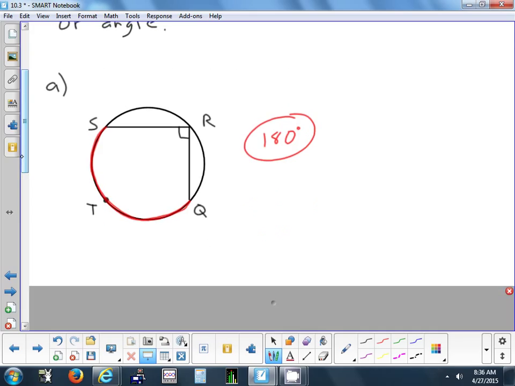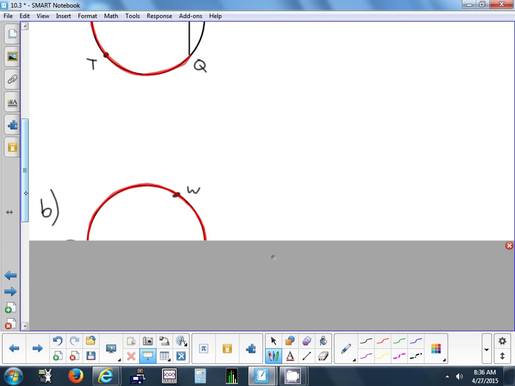We'll use that idea in a little bit, like if I wanted to find the length, maybe knowing SQ is a hypotenuse of a right triangle would help us out. But we'll get to that.